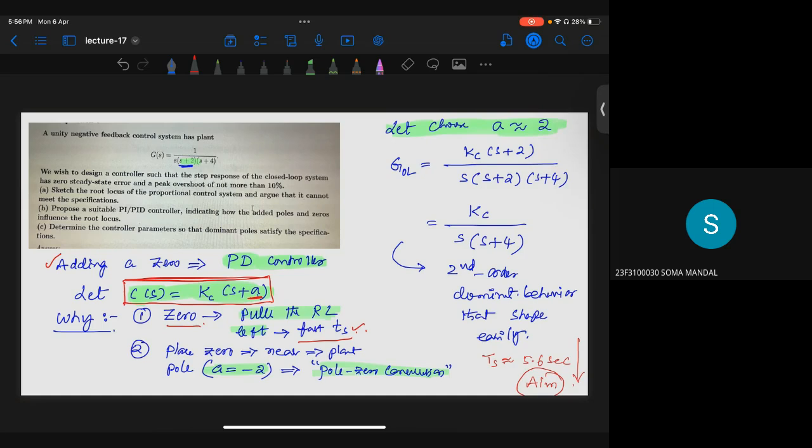In this, we try to place this zero near the plant pole. What is this plant pole? We have S equal to -2. We place this A value at -2. So what will happen? This term and this term get cancelled. One zero is getting cancelled with one pole. We call this a pole zero cancellation.